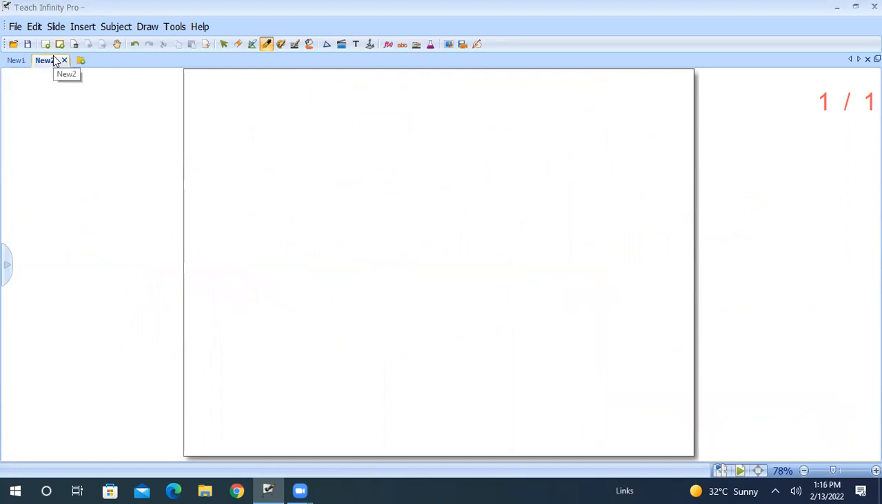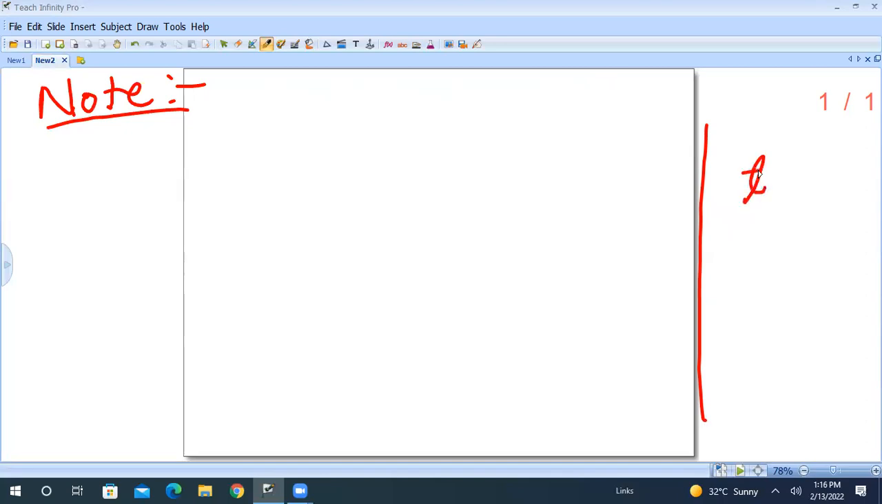Next, let us consider a note point here. In the previous problem, we had t less than a as well as t greater than or equal to a.